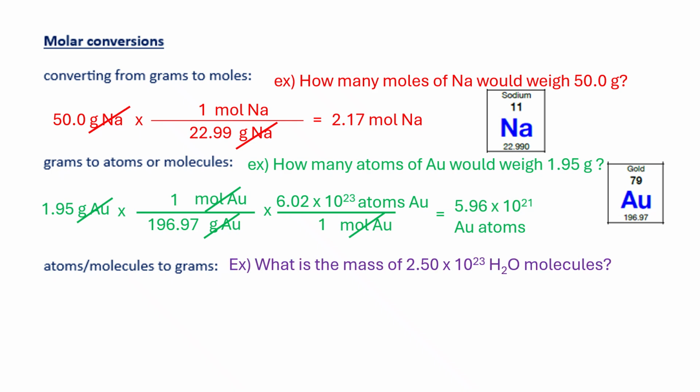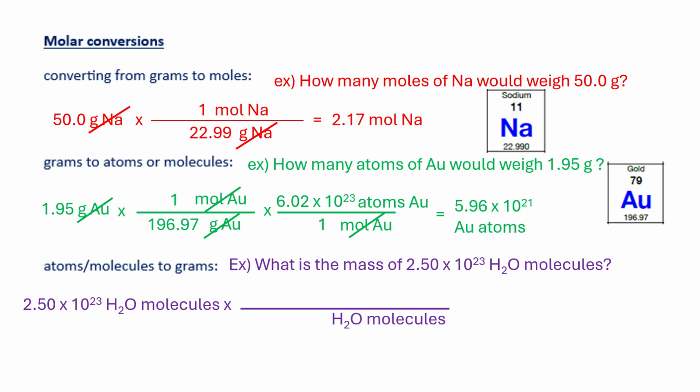All right, one more we'll try here. What's the mass of 2.50 times 10 to the 23rd water molecules? So just like always, we're going to start with whatever we're given, but we're going to make sure we label it, right? H2O molecules. And so we definitely want to get rid of H2O molecules, so it has to go on the bottom so that when we divide, it cancels.